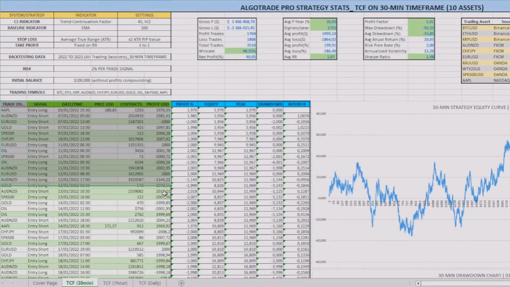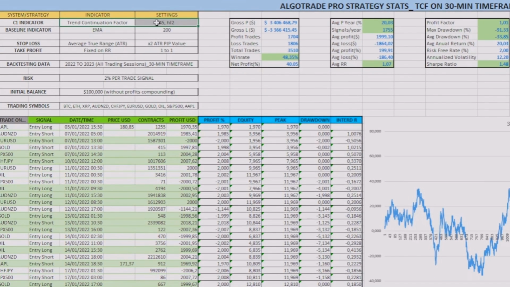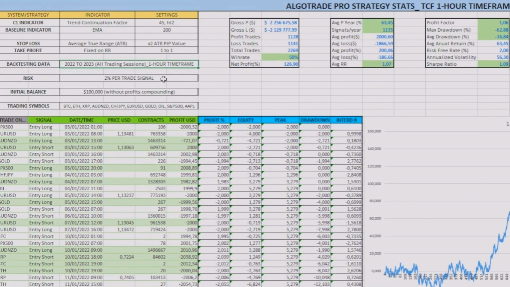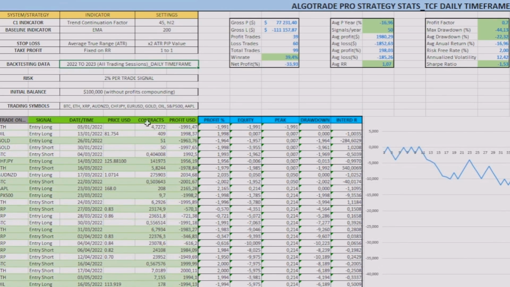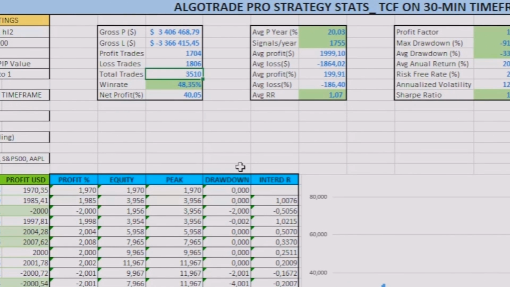After inserting all the trades on my trading journal, here I got the results of the trend continuation factor on the 30-minute time frame, here on the 1-hour one, and next to it on the daily time frame. In the 30-minute one, after more than 3,500 trades, it achieved a win rate of 48.35% and a net profit of 40%.